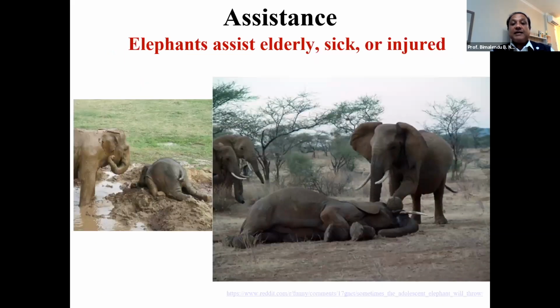Elephants assist the elderly, the sick, or the injured. They will always stop when they are moving, and they spend time and show their effort to help the elderly or even the sick, or sometimes an infant which is stuck. The question doesn't arise whether they belong to their biological parent or not.